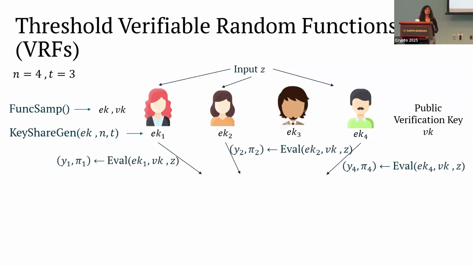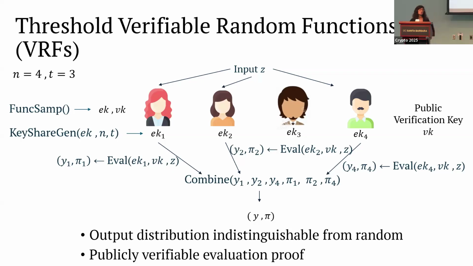Each of these parties can use their evaluation key share to get 1 share of the evaluation. So for example, party 1 runs the eval algorithm and gets Y1, which is 1 share of the evaluation, along with pi1, which is 1 share of the proof. We can then combine any 3 evaluation shares and proof shares together to get the full evaluation Y along with a proof pi. And the 2 key properties of a VRF are pseudorandomness. At a very high level, this means that the distribution of the output must be indistinguishable from random. And secondly, the evaluation proof must be publicly verifiable.